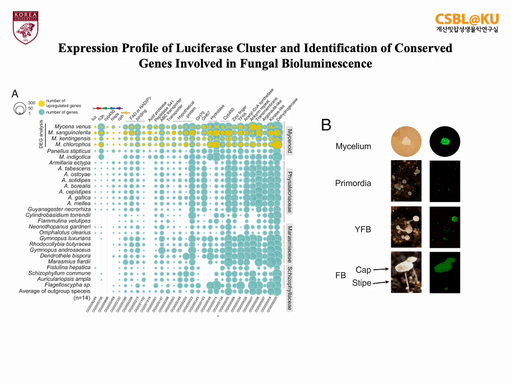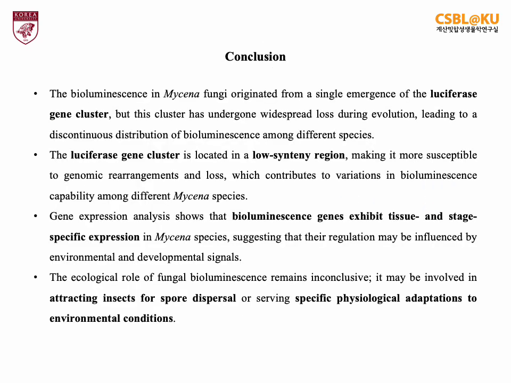Moreover, significant differences in bioluminescence gene expression are observed across different growth stages and tissues. These findings indicate that the regulation of bioluminescence genes is influenced not only by evolutionary factors, but also by developmental stages and tissue specificity. The bioluminescence in Mycena fungi originated from a single emergence of the luciferase gene cluster, but this cluster has undergone widespread loss during evolution, leading to a discontinuous distribution of bioluminescence among different species.